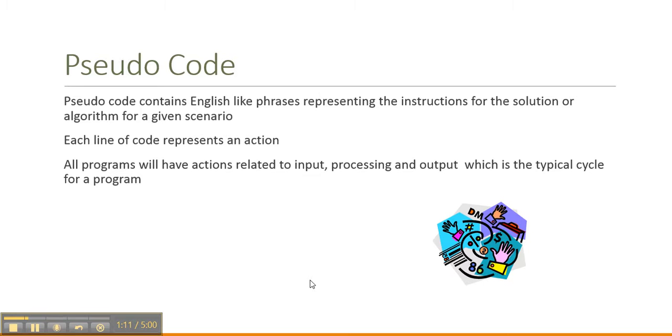One tool that is used in programming is the creation of pseudocode. Pseudocode is just a shorthand way of jotting down your algorithm or jotting down the steps that you want your program to follow in order to then generate the correct results you want. So pseudocode is English-like phrases.